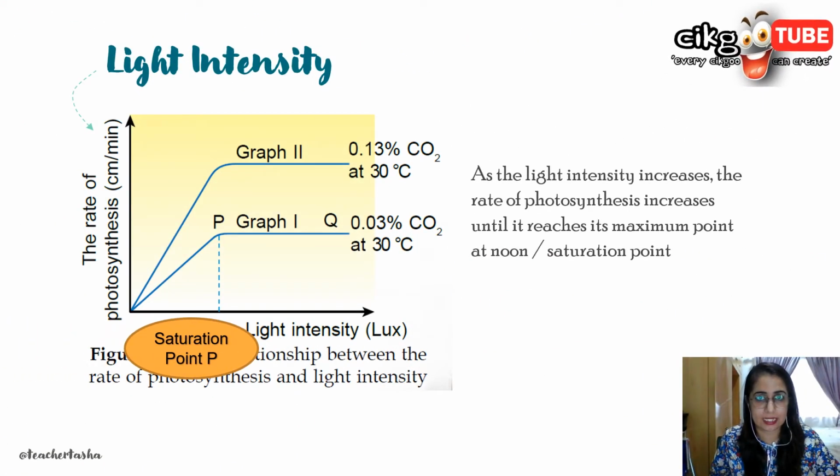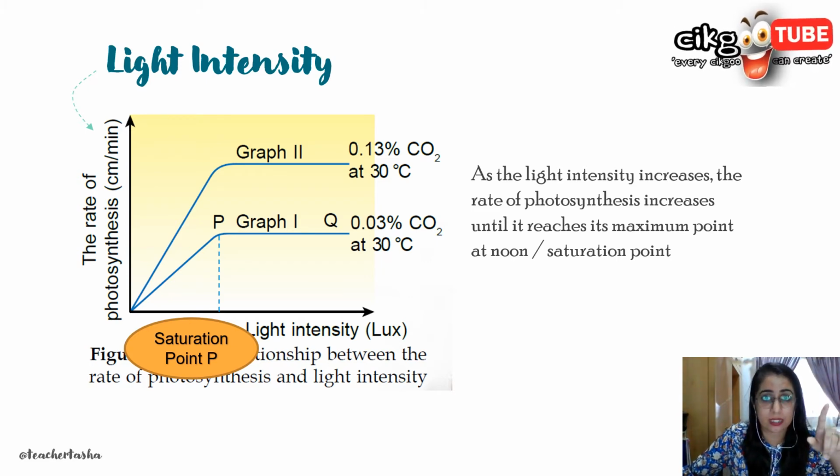Okay, what about light intensity? Now, light is needed in the light-dependent reaction if the concentration of carbon dioxide and temperature are constant. So the other two have to be constant if we want to look at light intensity. So carbon dioxide and temperature are now constant. Now, the rate of photosynthesis will increase until, again, it reaches the maximum point P, or we call it the saturation point, which is usually around noon. Light intensity is highest there.